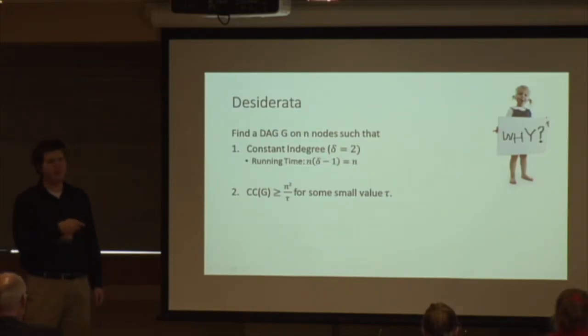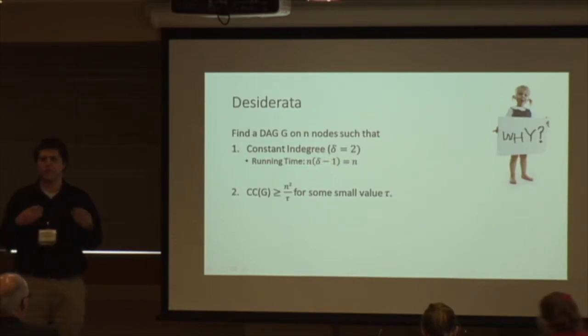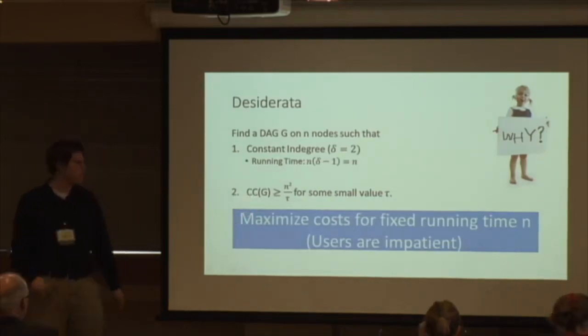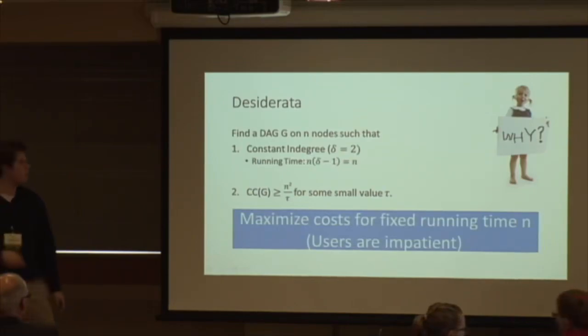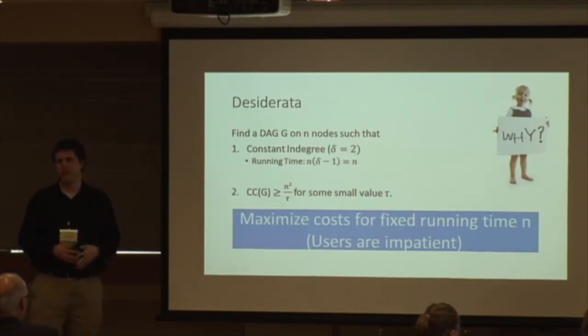So we want the property that this graph has small in-degree, so that we can actually compute this function quickly on a sequential computer. We also want the cumulative cost to be as large as possible, so that we can maximize an attacker's costs. We want this cost to be as large as n squared because n is the user's running time. So within a fixed running time, we want to maximize costs for the attacker. The best we can hope for is quadratic cost. So if you run for 1 second, the best you can hope for is costs that scale quadratically in the number of steps.